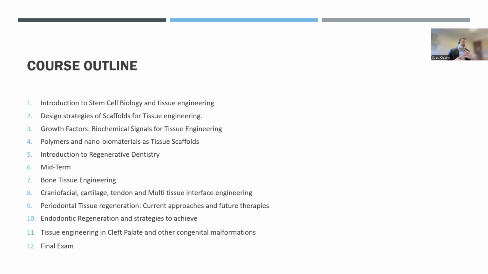So how do we regenerate and engineer those things? And then the most interesting one, periodontal tissue engineering. What are the strategies that have been adopted? Inshallah, the aim would be to give you cutting edge science, cutting edge research that is happening right now, so you can then decide what to do. And then endodontic regeneration and strategies to achieve that. And after that, tissue engineering in cleft palate and other congenital malformations, and that will cover the orthodontic aspect.